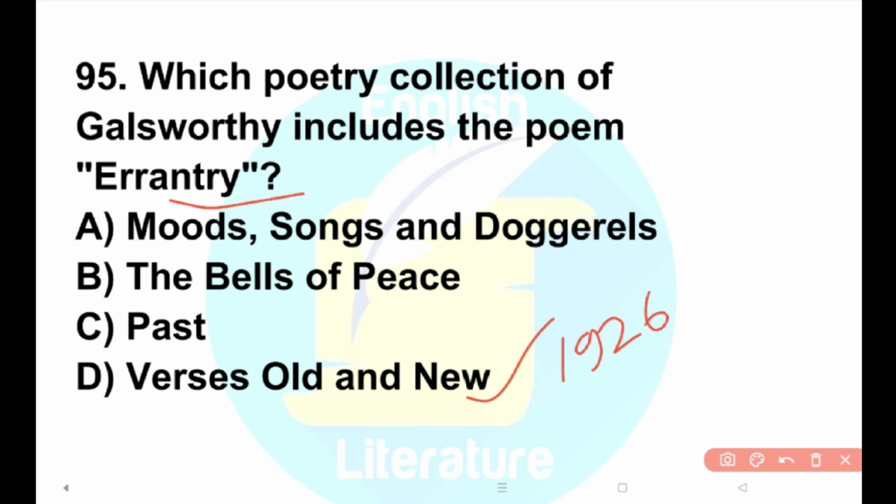Moods, Songs and Doggerels, 1912. This early collection predates Inanity and doesn't include it. The Bell of Peace, 1921. This collection focuses on war themes. The rest are incorrect and option D is the correct answer.